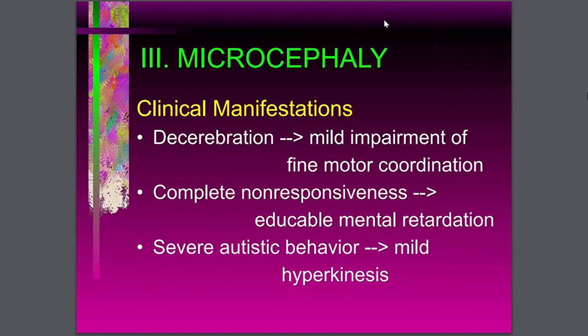And these patients manifested with severe autistic behavior. Actually, those are chromosomal abnormalities. That is the example.